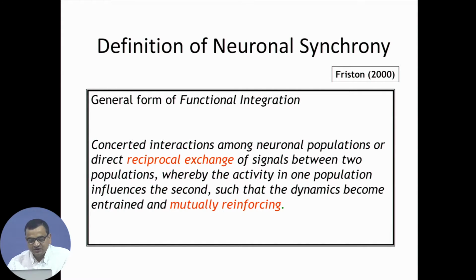So how is neural synchrony defined? It tells you about concerted interactions of neural populations, or direct reciprocal exchange of signals between two populations, whereby the activity in one neural population influences the second, such that the dynamics become entrained and mutually reinforcing. If you remember, I highlighted two particular points: reciprocal exchange and mutually reinforcing.